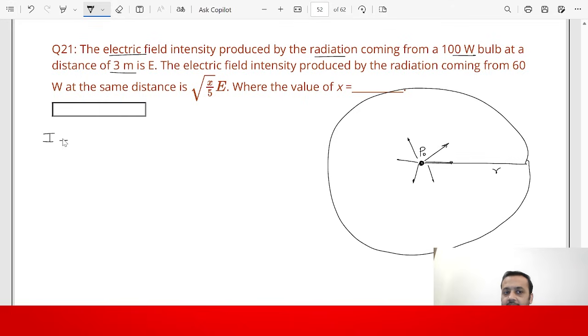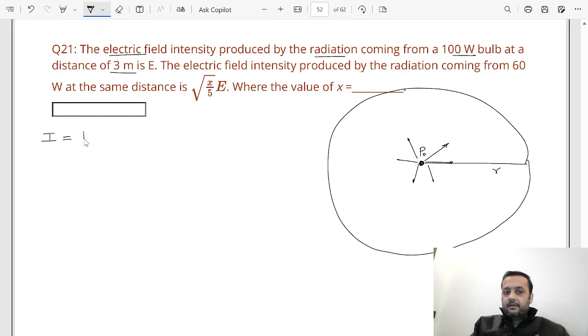So we can say that intensity can be written as power upon 4 pi r square. Now, the intensity of an EM wave can also be written as half epsilon naught electric field square into speed of light. That is also the formula for intensity, where E is the electric field.